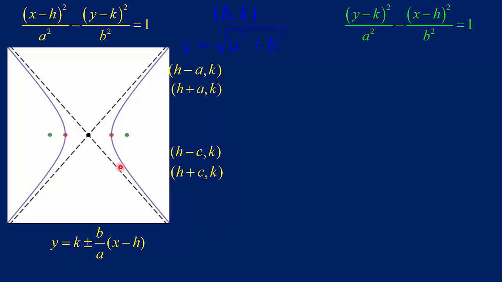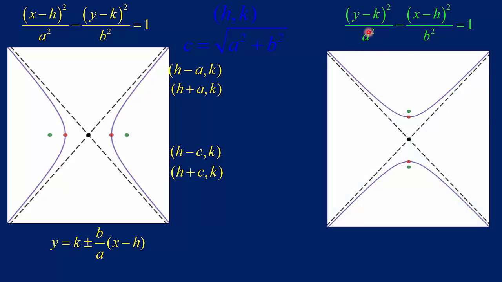Now, if we look at this one, notice this one has a vertical transverse axis. Vertical. Okay? So it's going to look like this. And still, we've got the same center, H K, the same C, but look at this. Here are the vertices, H comma K minus A, right there. Notice I've got A now on the bottom of the Y. And then there's K plus A right here. We've got the foci, K minus C and K plus C. See? Plus C, minus C.